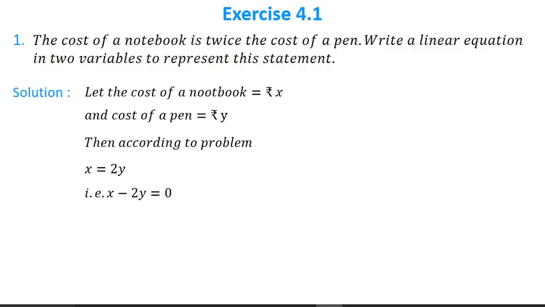Now I can write this as x minus 2y equal to 0. This is the general form. It is in the form of ax plus by plus c equal to 0.